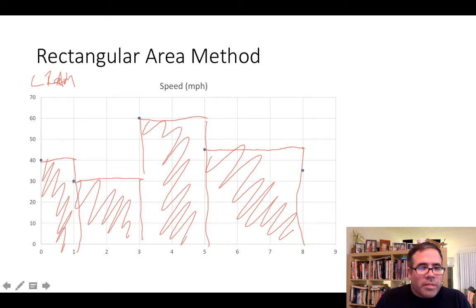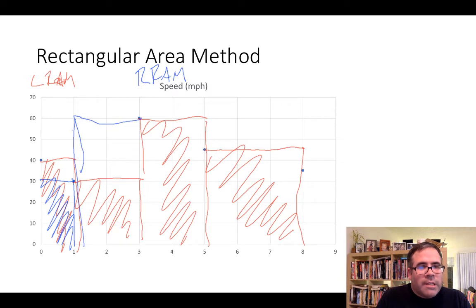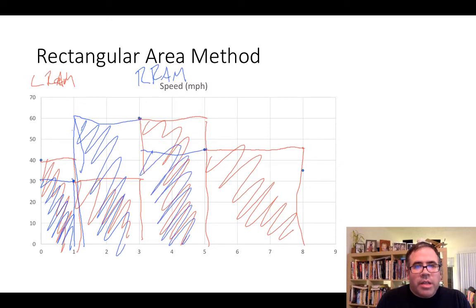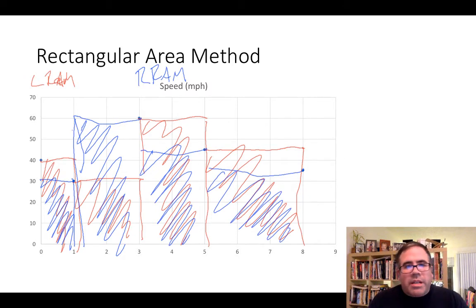Well, for the RRAM, I'm going to change our pen color to, let's say, blue. We do the same thing, except instead of using the left side, we use the right side. So RRAM, we'd take this rectangle, we would take this rectangle, we would take this rectangle, and we take this rectangle. Right? And it's not clear which is better. It's the best approximation we can get either way. We just know that there are two ways of doing it.